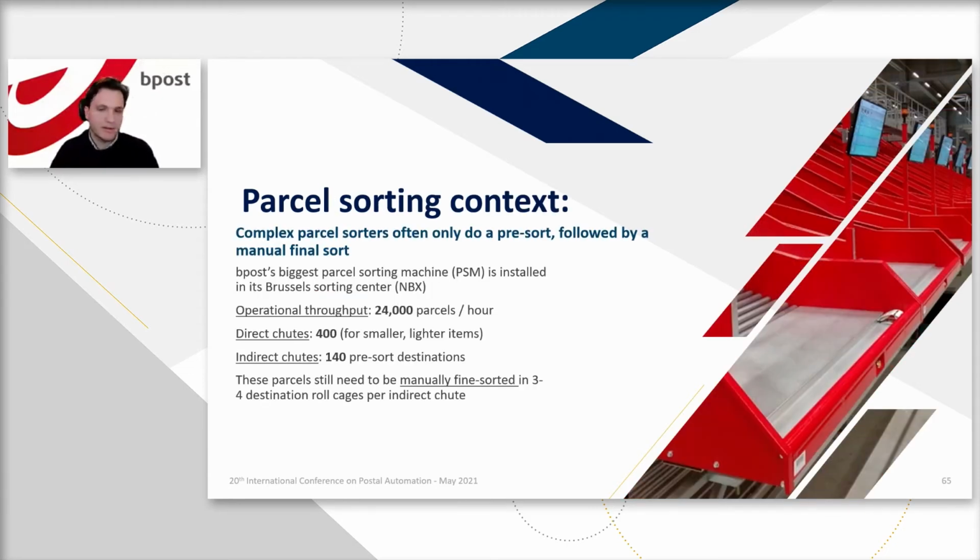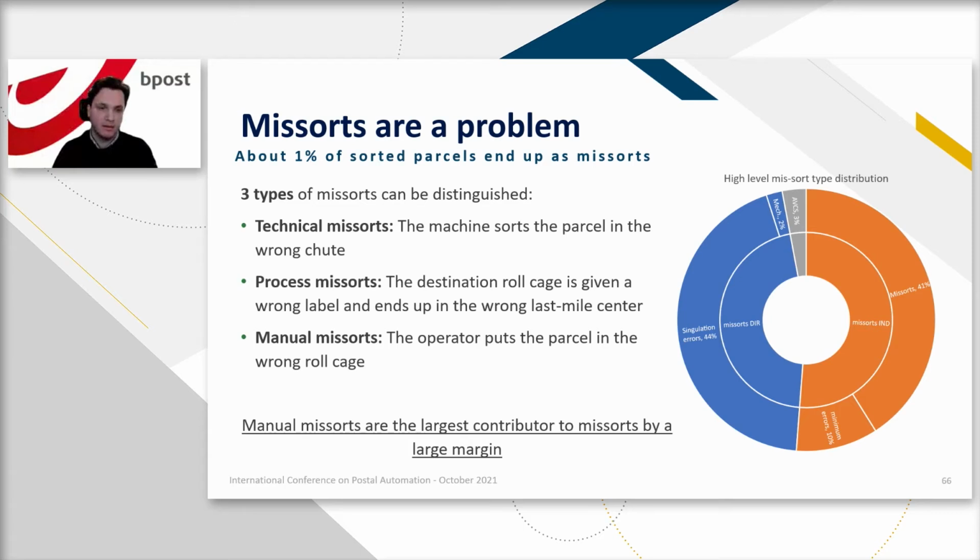So to give some context, we focus on the PSM, which is the parcel machine that can handle 24,000 parcels per hour. And it has 400 direct chutes, the chutes where the machine directly sorts into the roll containers. It also has 140 indirect chutes, where the operator still needs to take the parcel out of the chute and sort it manually in one of 4 roll containers. And this manual process leads to errors, which we call missorts.